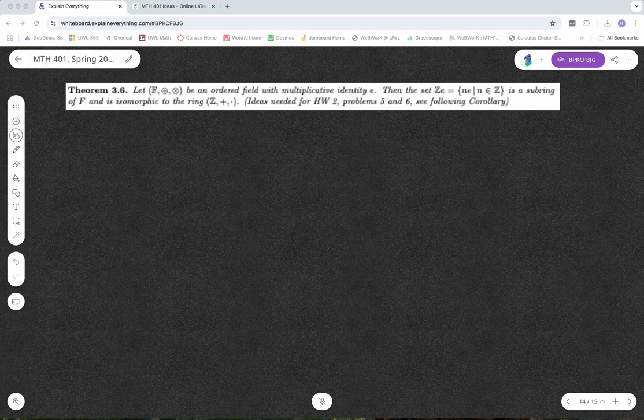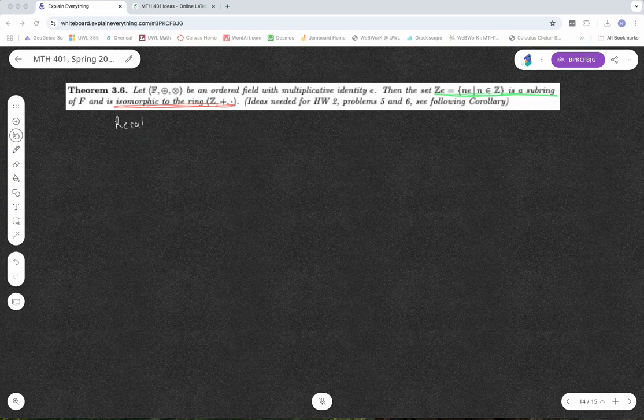All right, so let F be an ordered field with multiplicative identity E. Then the set ZE equals NE is a subring of F and is isomorphic to the ring Z plus times. So when I first read this, I see that there are two things that we have to prove. First, we have to prove that ZE is a subring, and then we also have to prove that it's isomorphic to Z plus times.